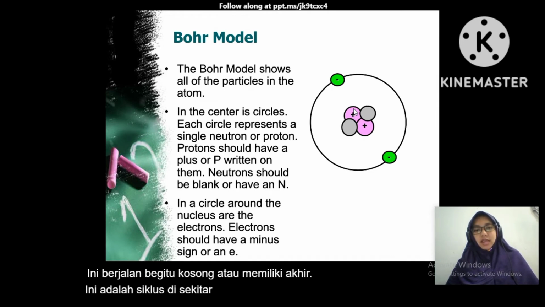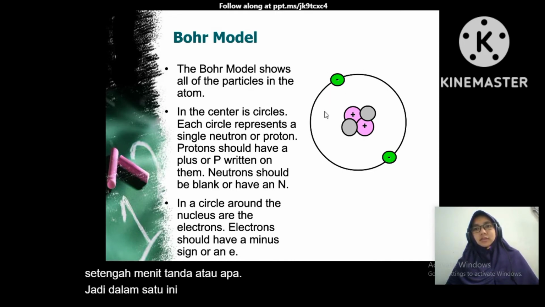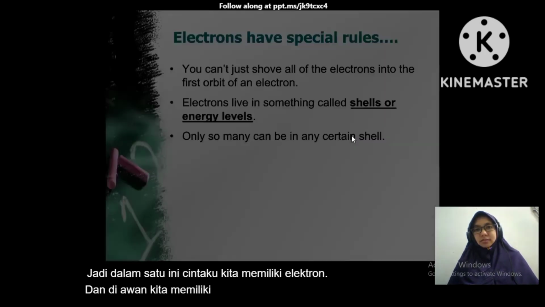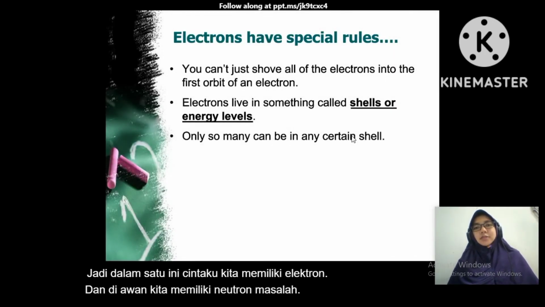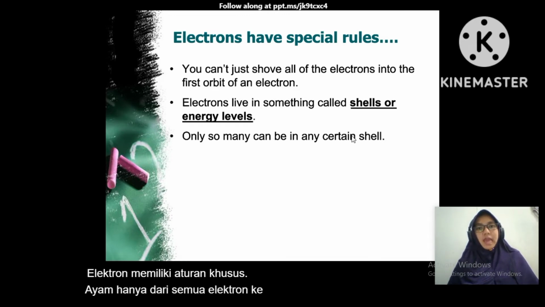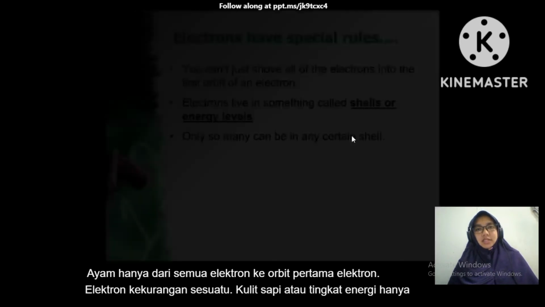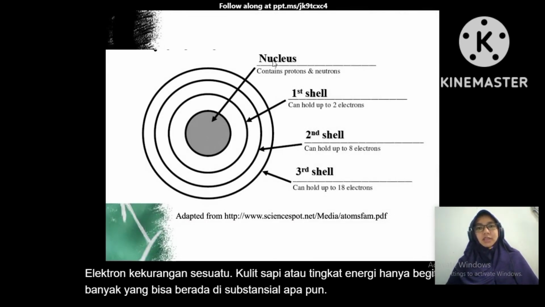In a circle around the nucleus are the electrons. Electrons will have a minus sign or an E. So, in this Bohr model, we have electrons, and in the nucleus, we have neutrons and protons. Electrons have special rules. You can't just shove all of the electrons into the first orbit. Electrons live in something called shells or energy levels. Only so many can be in any certain shell.